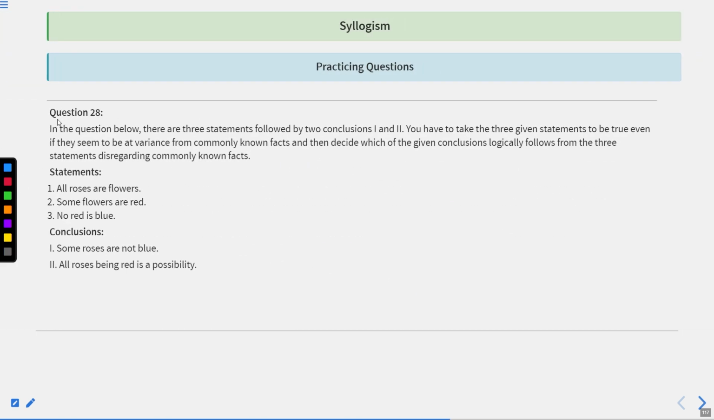Question number 28, which suggests that this is the statement which says that all roses are flowers. Some flowers are red. No red is blue. All roses are flowers. Some flowers are red. And no red is blue. Very easy question. Now, the possibility word is again here. So, please be vigilant that whether we have to take only one into conclusion or only two into conclusion. Your 10 seconds to draw the Venn diagram starts now.